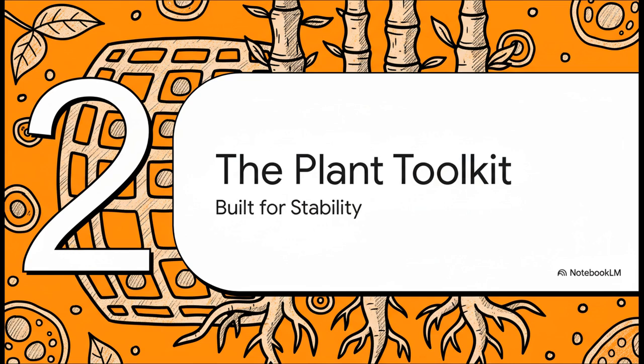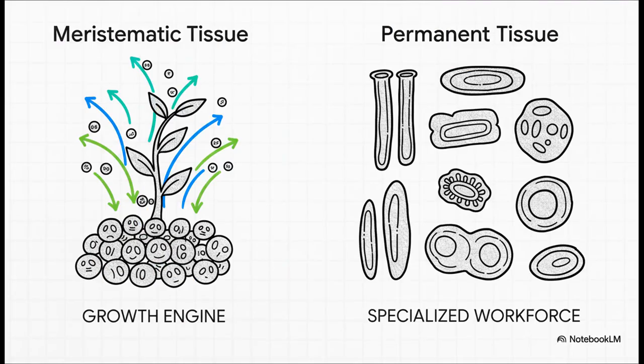Okay, so first let's look at the plant toolkit. You should think of this as the ultimate survival kit for a life lived in one spot. It's all about being stable, standing tall, and dealing with whatever the weather throws at you. So in plants, it really just boils down to two main categories, and the difference between them is simple. Can the cells divide or not? You've got the growth engines, which we call meristematic tissue, and then you have the specialized workforce, the permanent tissue.